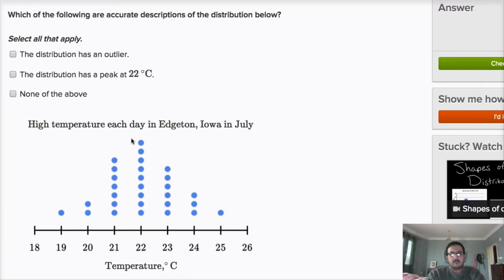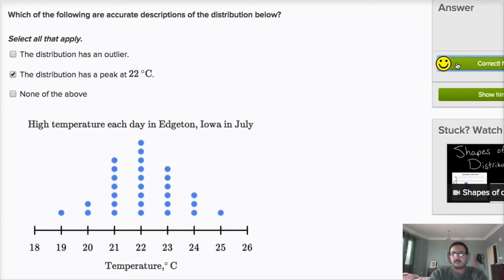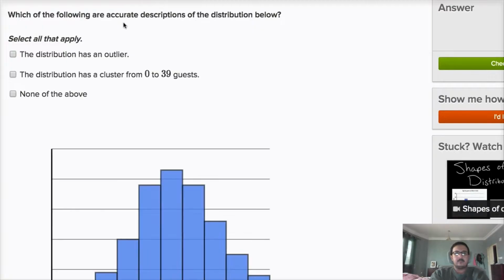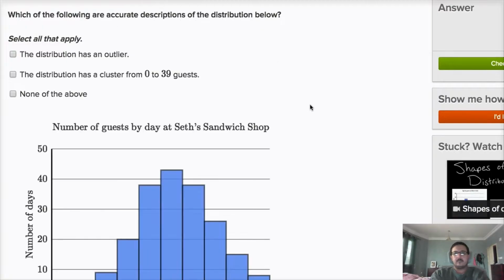If you imagine this is kind of a mountain, this is a peak right here. This is a high point. You have at least locally, you have the most number of days at 22 degrees Celsius. So I would say it definitely has a peak there. Since I selected something, I'm not going to select none of the above. Let's do a couple more of these. Which of the following are accurate descriptions of the distribution below?